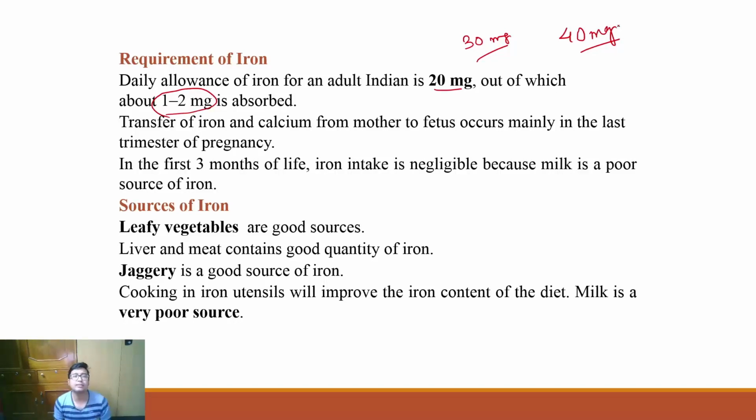Why is iron important in pregnancy? During calcium lessons, I told you iron and calcium are the two nutrients with which a pregnant lady is supplemented. They need to take routine iron and calcium. Why? Because the fetus absorbs all of the iron and calcium from the mother, especially in the last trimester of pregnancy. So a premature baby is often iron deficient and calcium deficient.